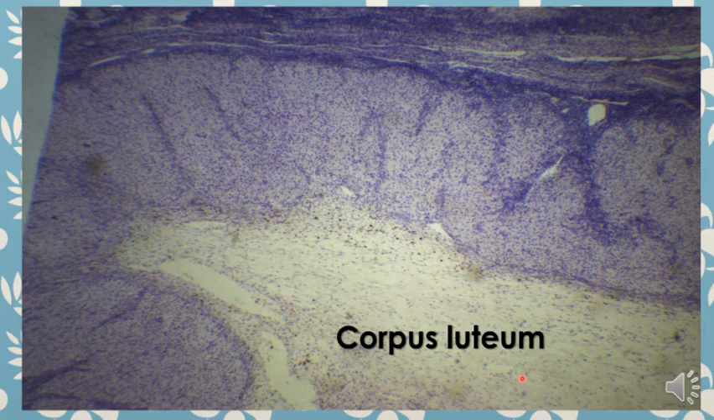The corona radiata is the single layer surrounding the primary oocyte, and the zona pellucida, the non-cellular glycoprotein layer, lies between the granulosa cells and the primary oocyte. Now, after ovulation, granulosa cells and the theca interna reorganize to form a temporary endocrine gland called the corpus luteum. The corpus luteum consists of the granulosa cells and theca interna.